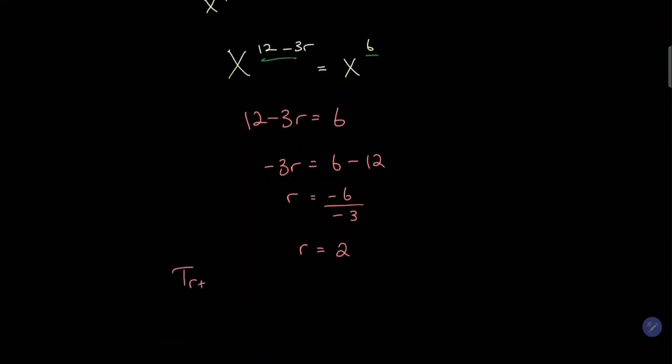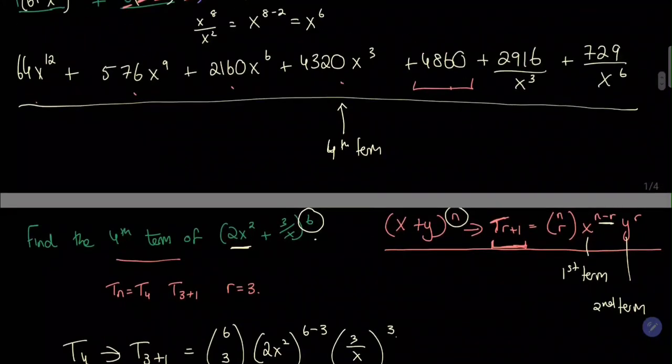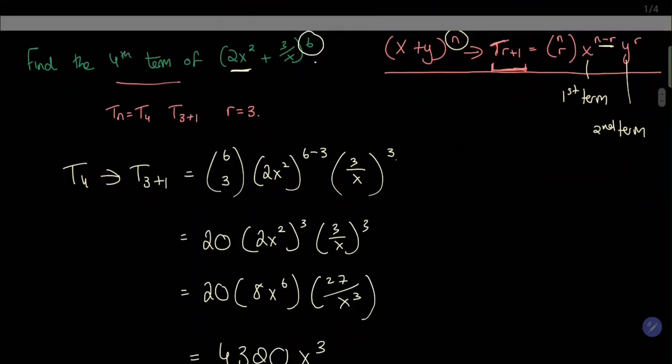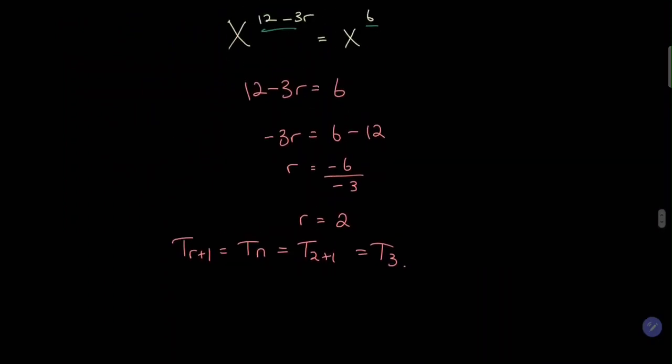So remember, r plus 1 equals the number of the term. So that's going to be 2 plus 1. So it should be term 3 where we get a coefficient. Term 3, you can see that it is x to the power of 6 and our coefficient is 2160. So it is term 3.